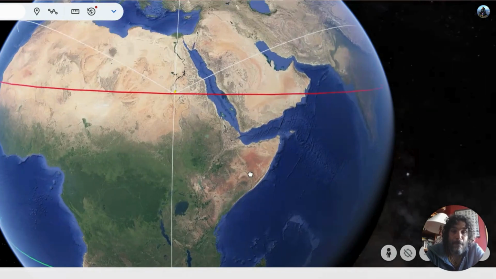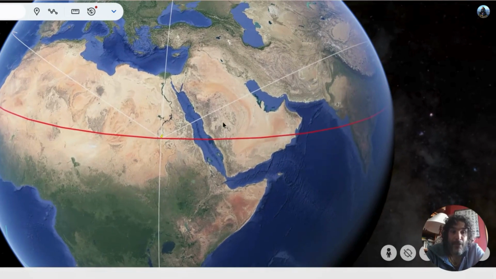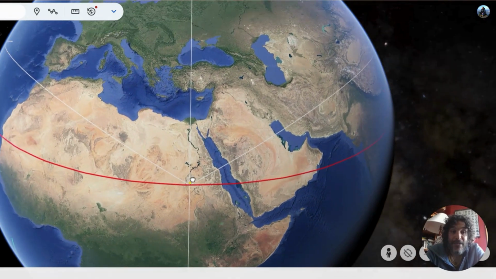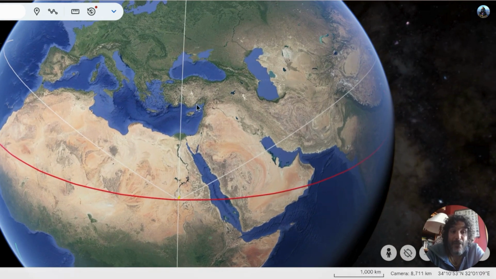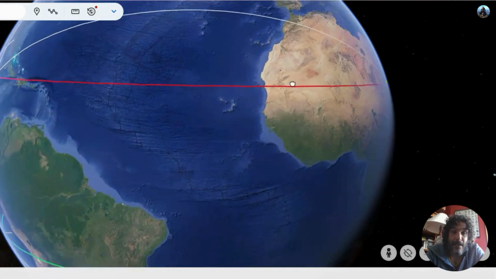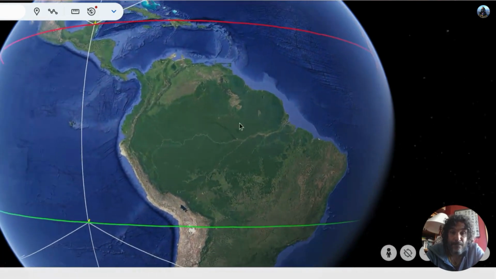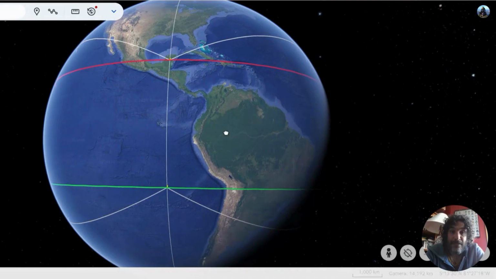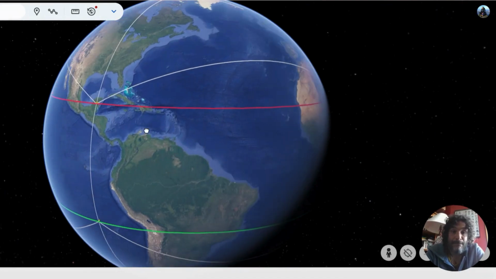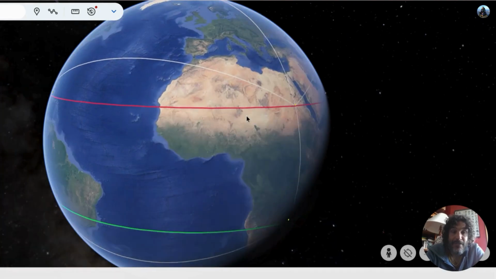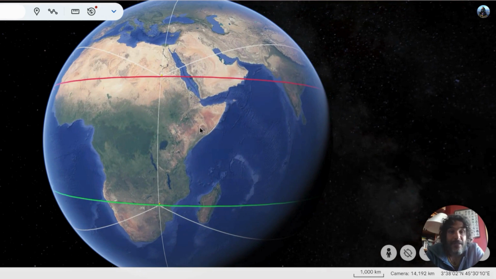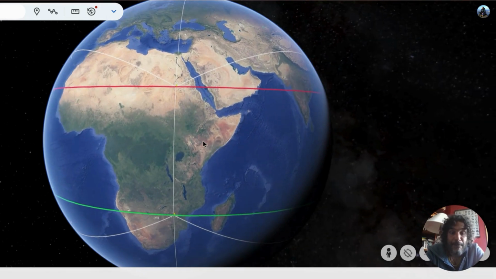I will upload a zip file, which will include the file to be uploaded on Google Earth to have exactly this representation and the projections of the double star tetrahedron on Earth. And if you have any questions, please let me know and I'll be happy to answer.